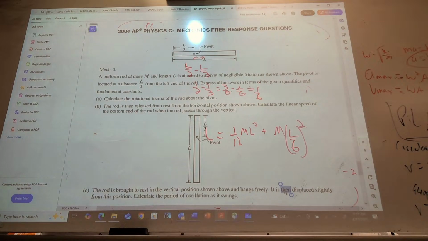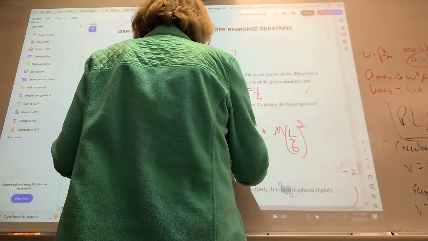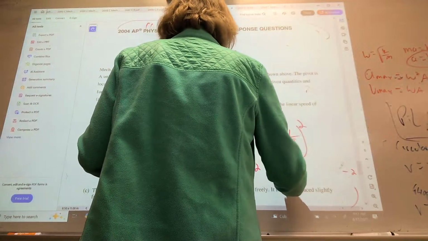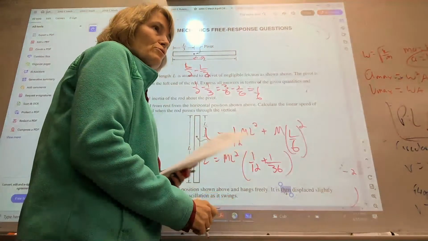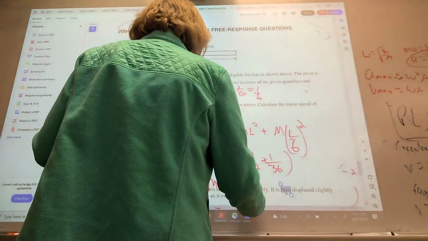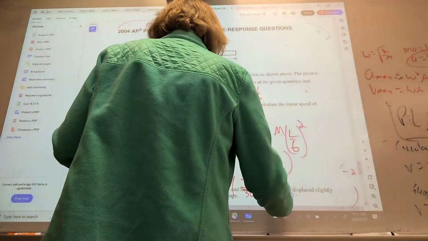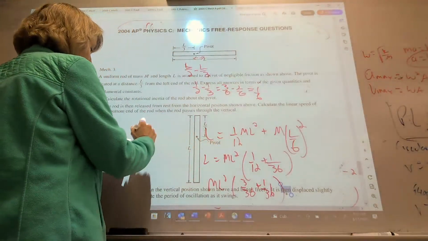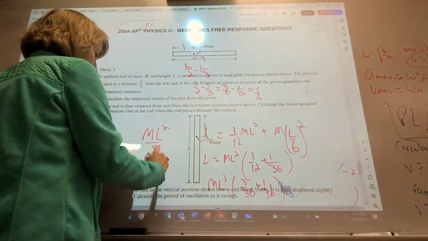Okay, so you square that L over 6, you get L squared over 36. I'm going to pull out the ML squared for now, and I get 1/12 plus 1 over 36. My common denominator is going to be 36. So I have ML squared times 3 over 36 plus 1 over 36, which gives me 4 over 36. So 4 over 36 is 1/9. So I get ML squared over 9.